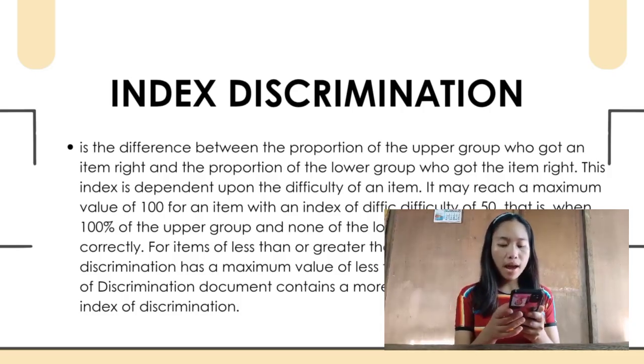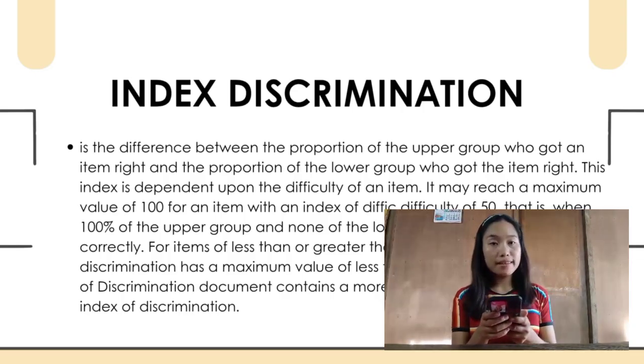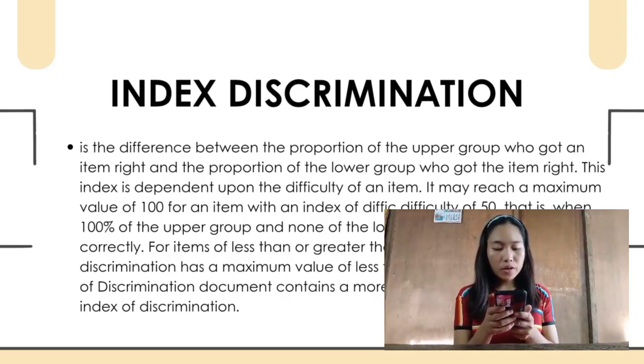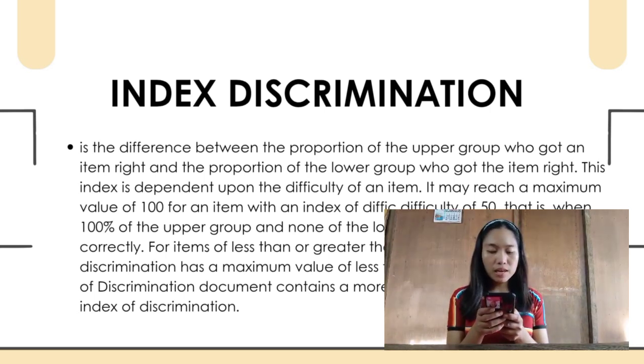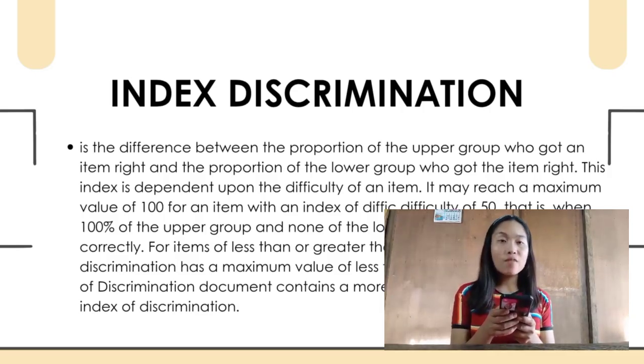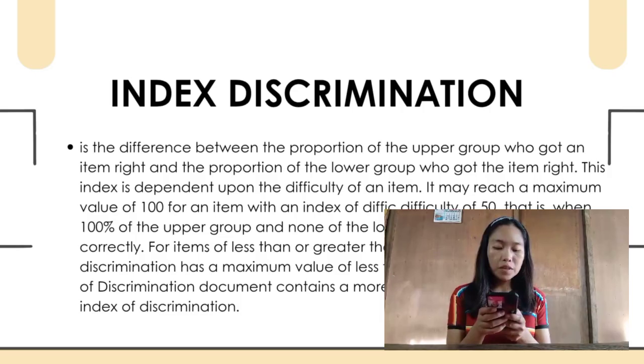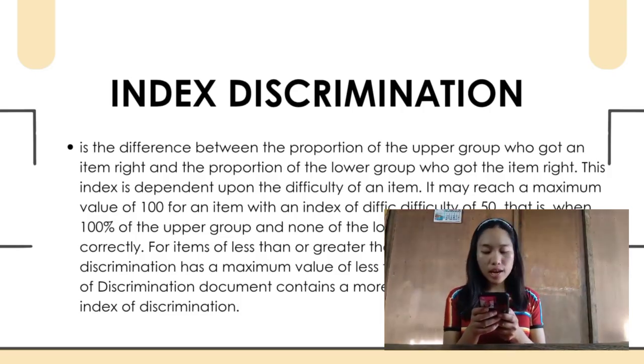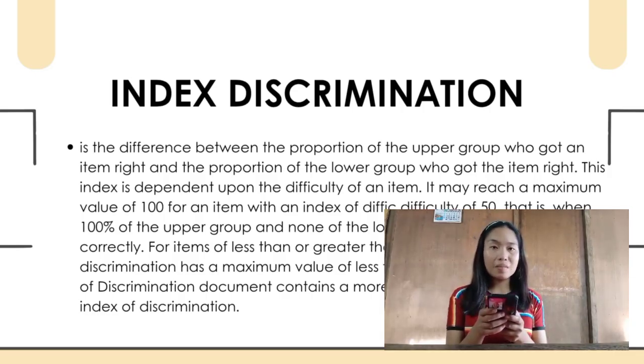That is when 100% of the upper group and none of the lower group answer the item correctly. For items of less than or greater than 50 difficulty, the index of discrimination has a maximum value of less than 100. The Interpreting the Index of Discrimination document contains a more detailed discussion of the index of discrimination.